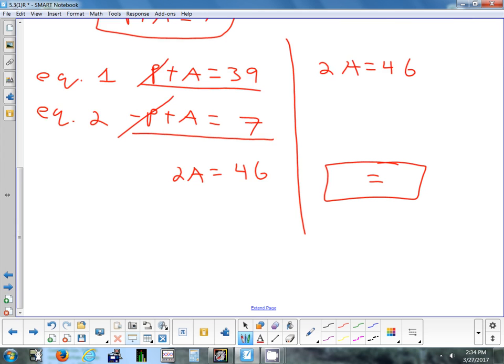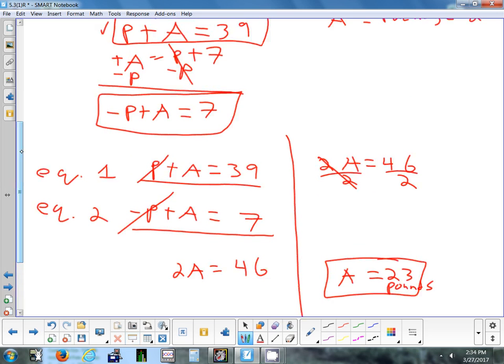Divide by 2. So how much does package A weigh? 23. So at the bottom of box 2, put A equals 23. And what was it? 23 pounds. So since it's a word problem, I'll just put my label on it.